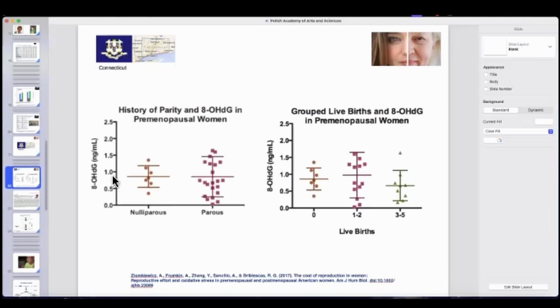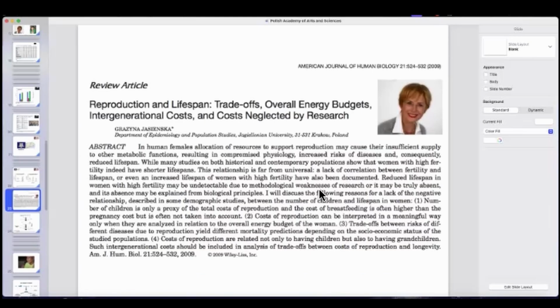There was actually no difference in 8-OHDG between nulliparous and parous women, and between those with live births, there was no difference in 8-OHDG. So what this suggests is that ecological context matters, energetic status matters, and that's one of the things Professor Jazienska has argued in the past. This is probably one of the primary reasons why there are disparate results between many studies. How some studies find a trade-off between reproductive effort and measures of aging, and others do not. Many of those studies do not take ecological context or energetic status into consideration.